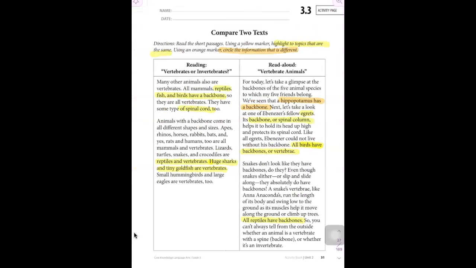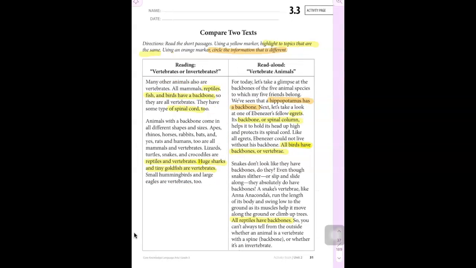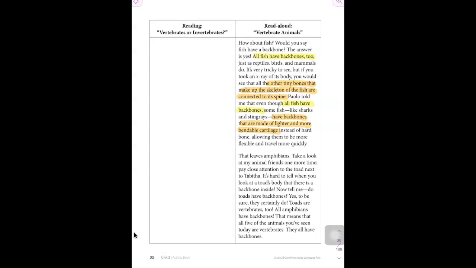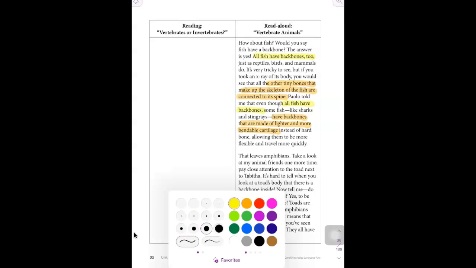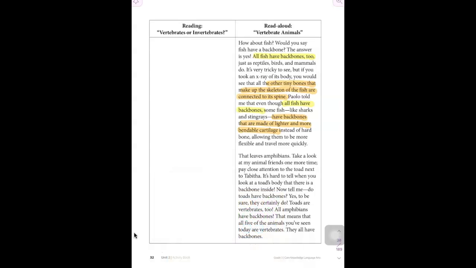Let's go back and see what this side said. And I'm looking for the word amphibians, and I don't see it. So they didn't really talk about amphibians here. So this is new, different information. So I'm going to put that in orange.